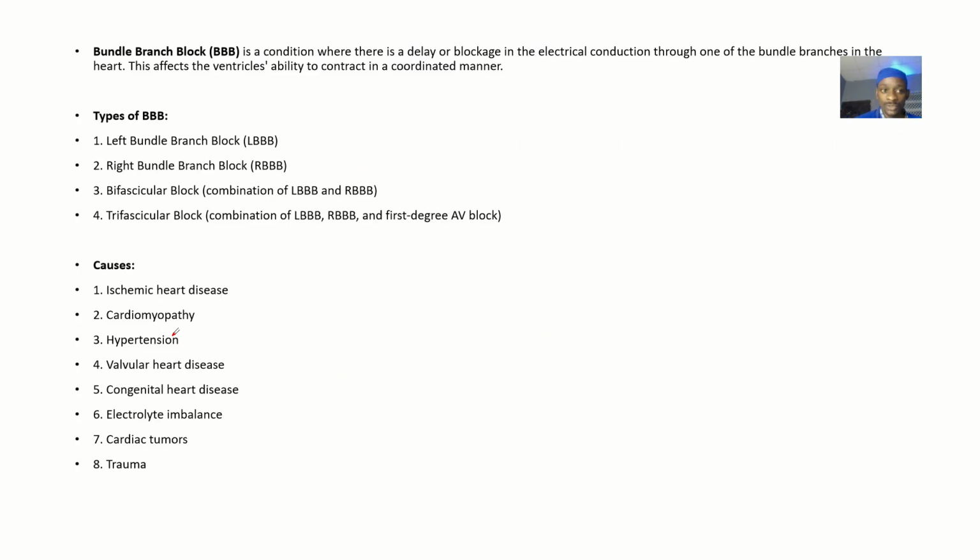So we said that bundle branch block is a condition where there's a delay or blockage in the electrical conduction through one of the bundle branches in the heart. This will affect the ventricles' ability to contract in a coordinated manner. So the ventricles will start misbehaving, contracting irregularly. The types of bundle branch block that we have include the left bundle branch block.